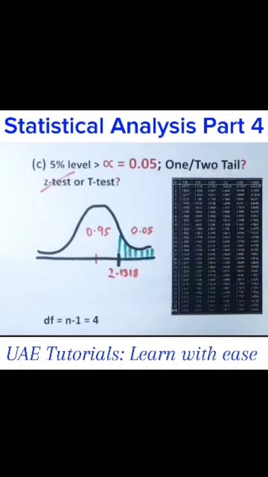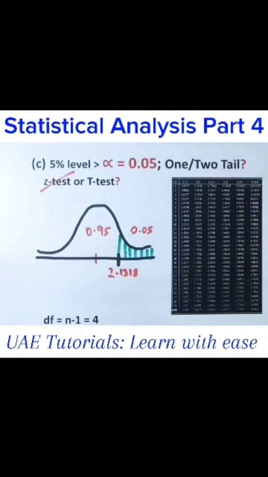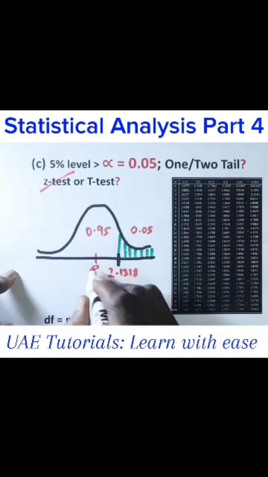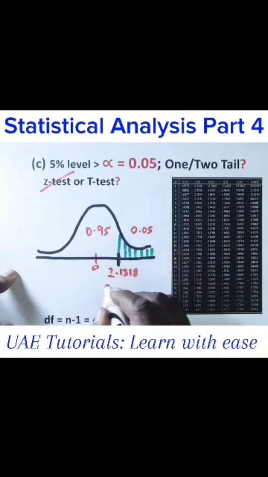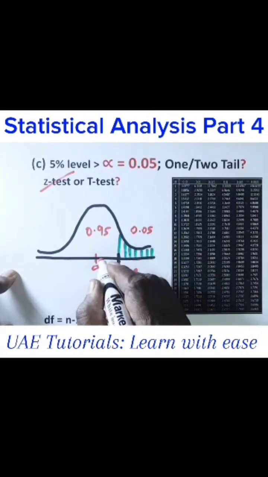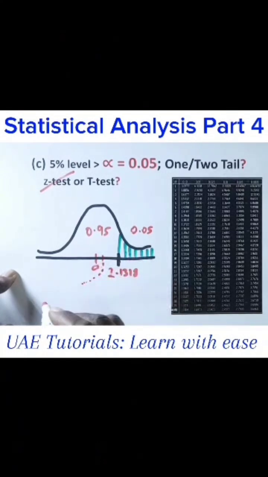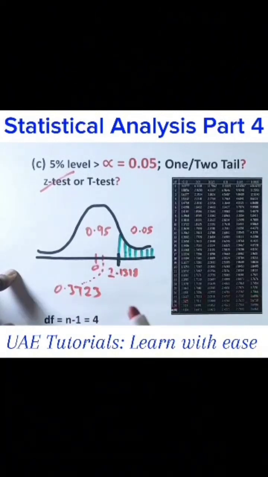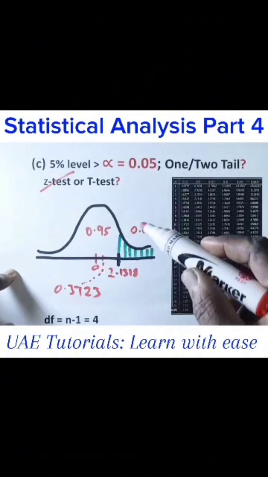Alright, so we've got everything that we need to either accept or disprove the researcher's claim. We said that t calc equals 0.3723. Now this is the zero region, and the critical value is 2.1318. So t calc is going to fall somewhere here, that's 0.3723. Now, as you can clearly see, the calculated t value did not fall within the rejection region.